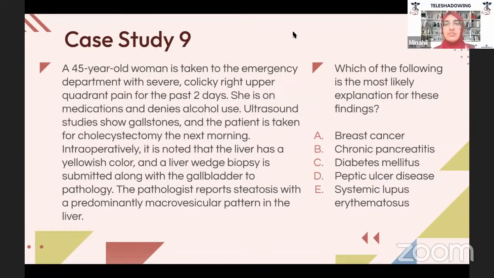A. Breast cancer, B. Chronic pancreatitis, C. Diabetes mellitus, D. Peptic ulcer disease, or E. Systemic lupus erythematosus.